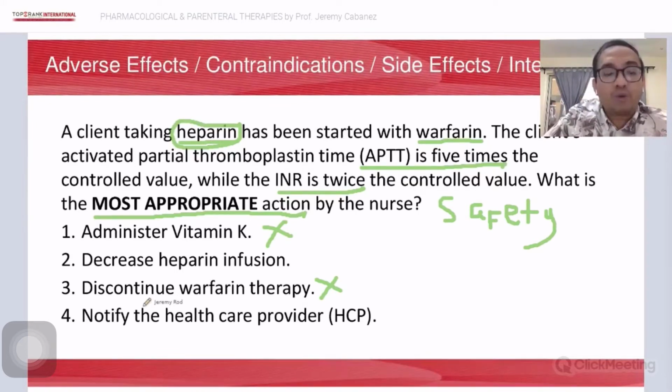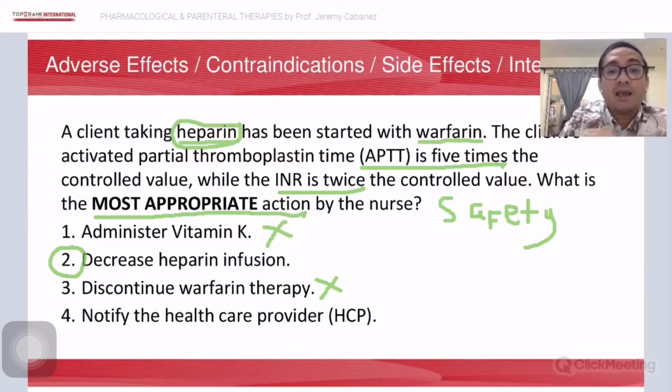So therefore, which one is the correct answer? Number 2 or number 4? The correct answer is number 2. Okay, number 2 is the correct answer. Why? Because if it's 5 times more than the therapeutic value, then definitely it could be at risk for toxicity. Nakasulat yan doon sa libro ni Saunders.